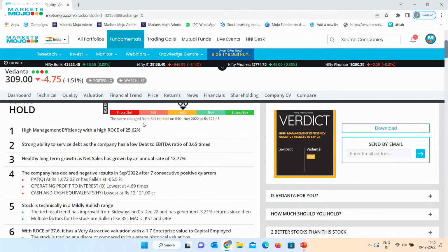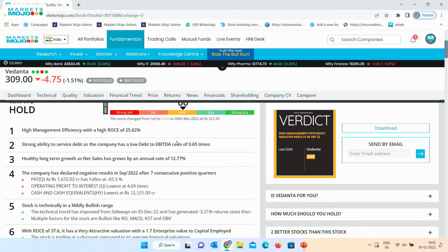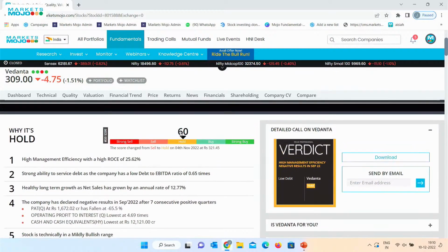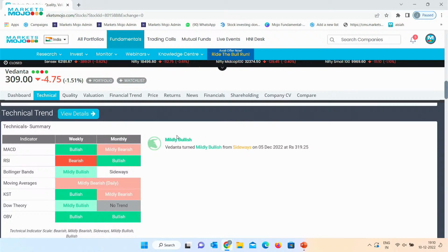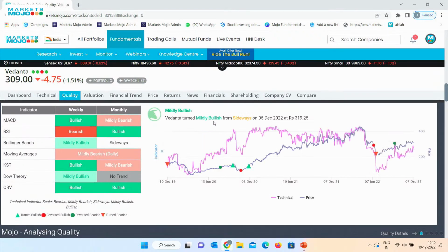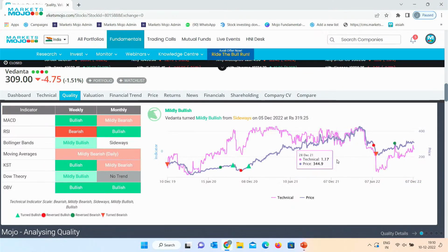Okay, so if you see the score has changed from sell to hold over here. So that is a plus point. And currently it's at 60. So I wouldn't say just enter right now, just give it some more time. Okay, we can scroll below over here. Even the technicals have turned mildly bullish from sideways, which is another positive indicator. So if you remember, I always look at the current and previous score and technical indicators, which is a good thing over here for Vedanta. It's showing some upward movement.